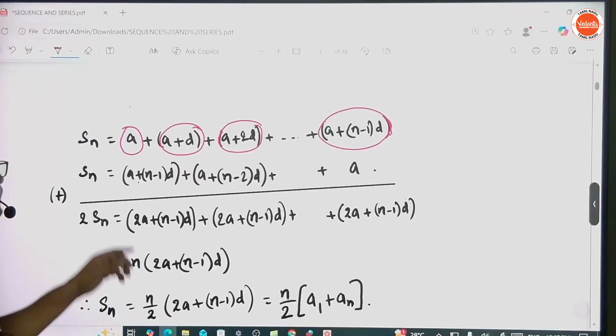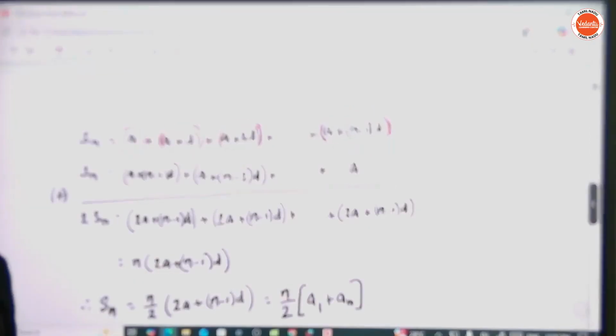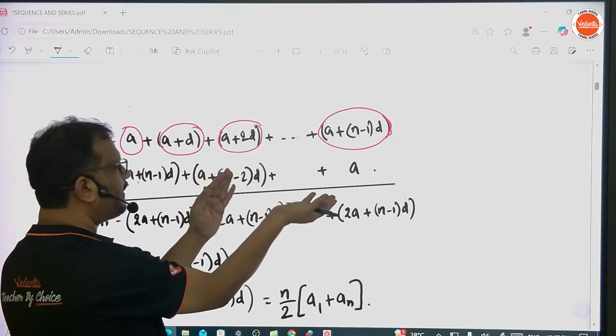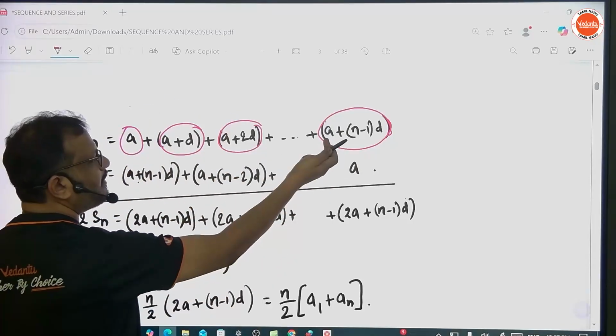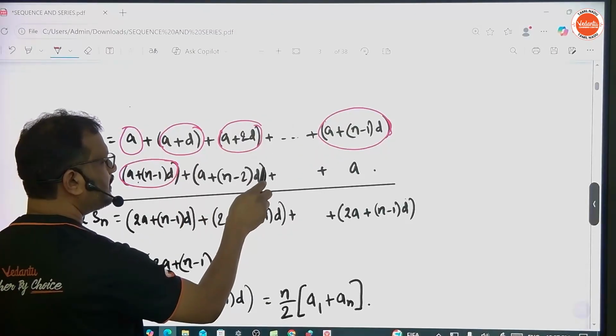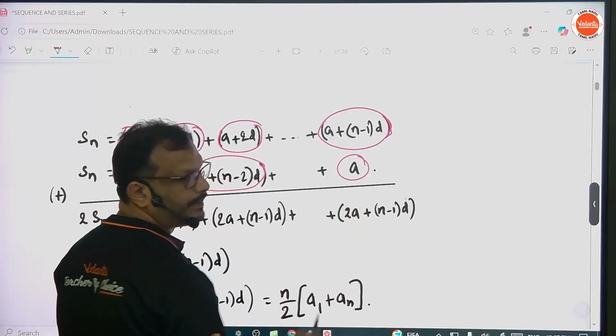Okay? So let's take Sn. Sn is the sum of n terms of an AP. Now just write these terms in reverse order. Reverse order means the last term will be the first term now, the term before it will come next, and at the end, A will be there.